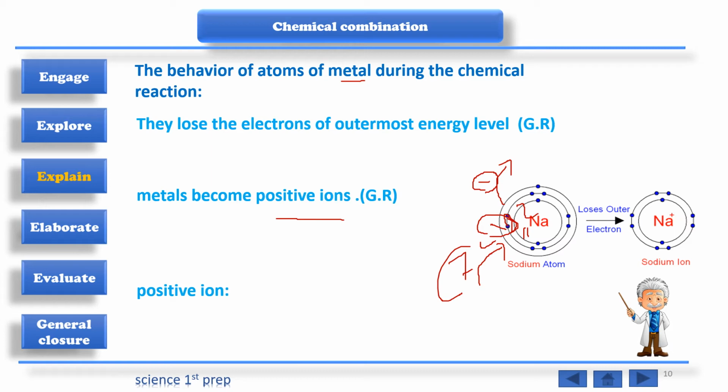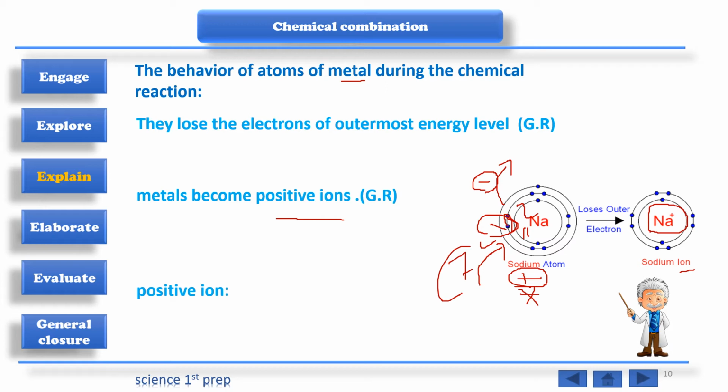What are positive ions? Let's find out together. Here, as we said, the atom has a neutral charge, because if you remember, the number of positively charged particles, protons, equals the number of negatively charged particles, electrons. Here we will lose an electron, a negative charge. So the charge will be positive. Okay, so it changes to a positive ion. It has a positive charge.